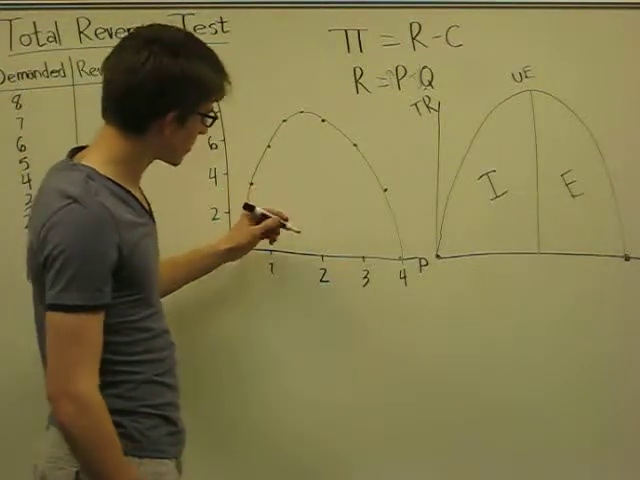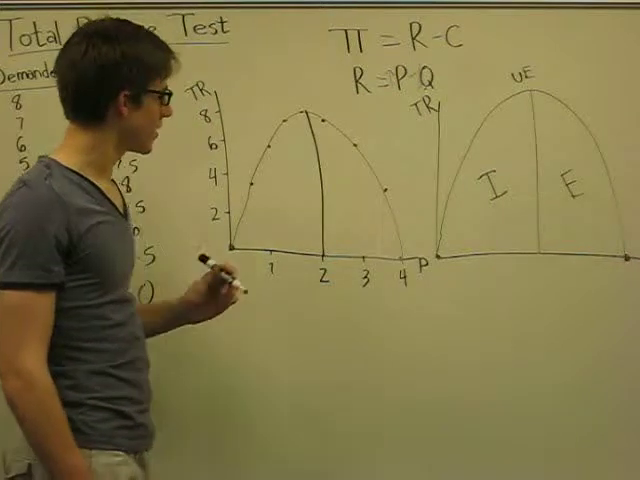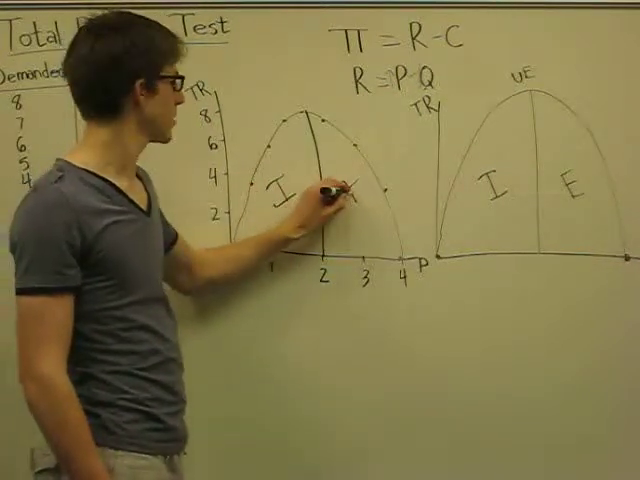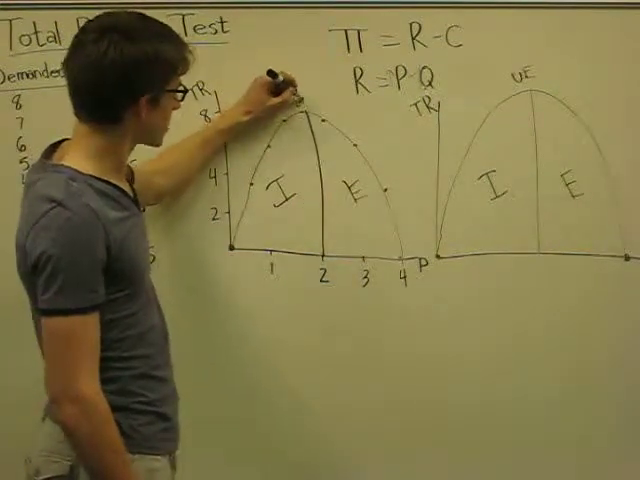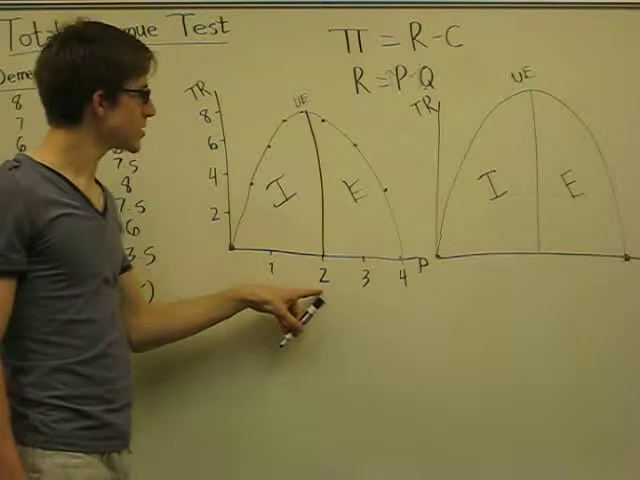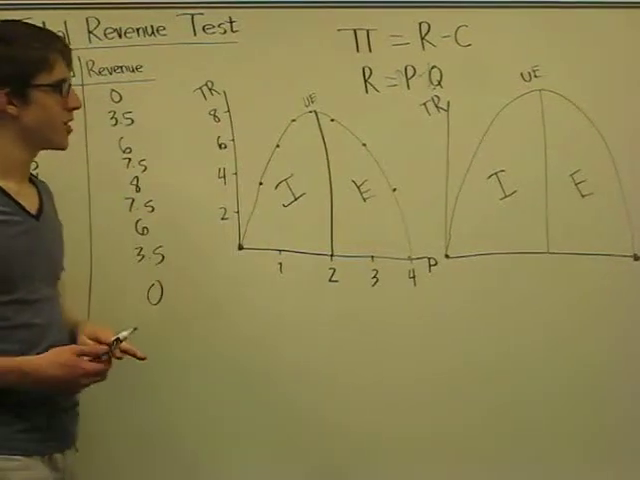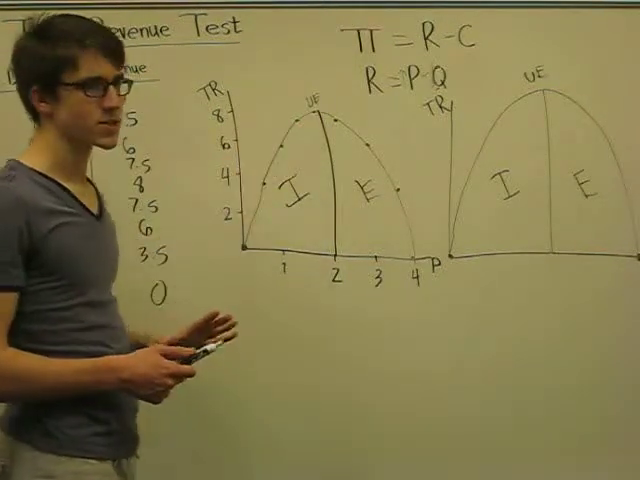So we can do the same thing we did before. We can divide it in half. This portion will be inelastic. This portion will be elastic. And right here, we're unit elastic. So when price is $2, the revenue is maximized. And so from this graph, without doing any calculations, we can tell that right here will be unit elastic.